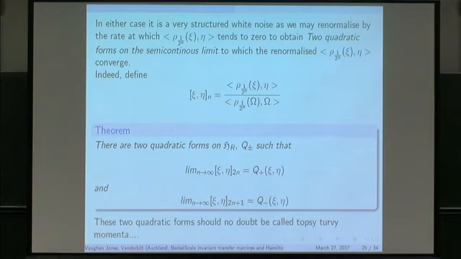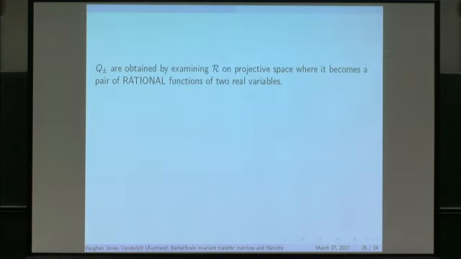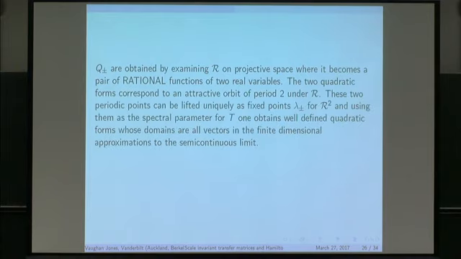They're obviously, to get them, you're going to apply this renormalization transformation. They're obtained, so here it is, by examining R on projective space, where it becomes a pair of rational functions of two real variables. Right, so we had everything homogeneous, so it's really something happening on two-dimensional projective real space. The two quadratic forms correspond to an attractive orbit of period 2 under the renormalization transformation.